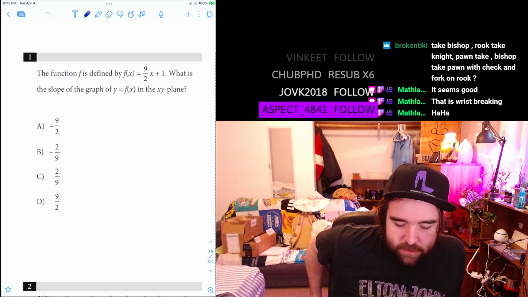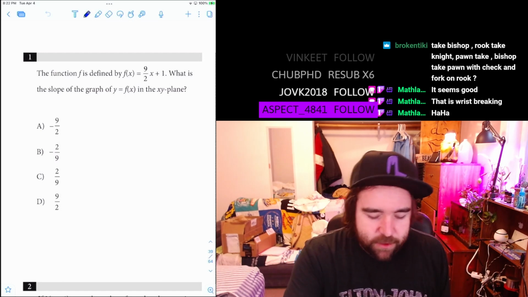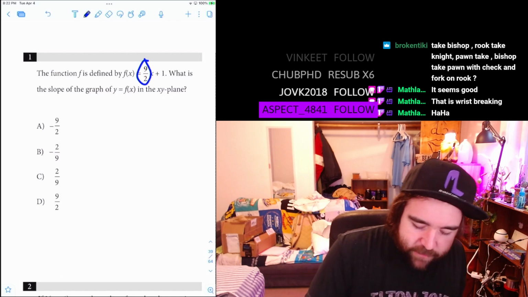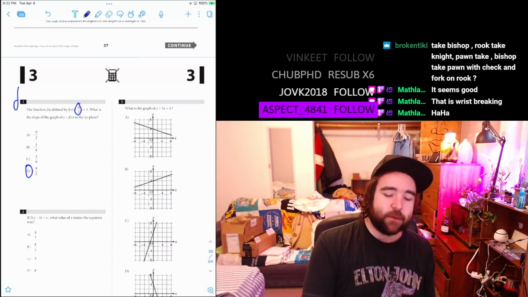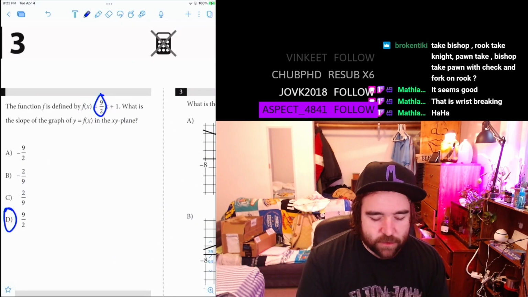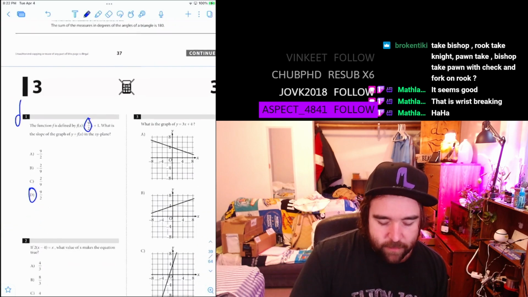So let's do this test. Here, what is the slope of the graph? Starting off real easy. It's very nice when they start off easy. Studies do show that if the first test question is easy, people do better on the rest of it. So slope, mx plus b. The slope is always the number multiplied by the x.